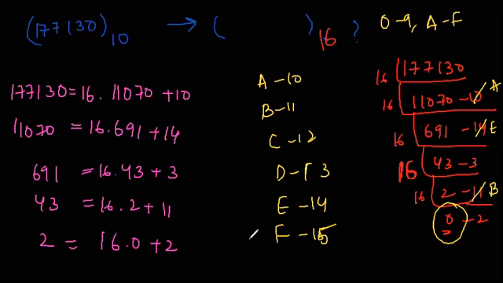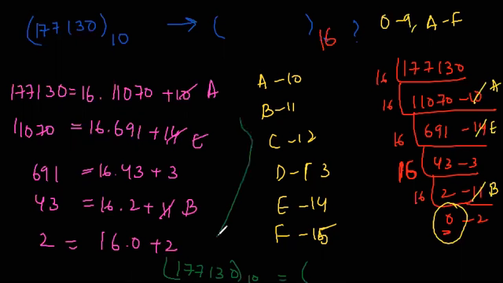Now, just again, let's change it. This is B, E, A. So now this can be written as 177130 to the base 10 in hexadecimal will be represented, from bottom to top, as 2B3EA, which is of the base 16. Okay. And the next one is the binary expansion.